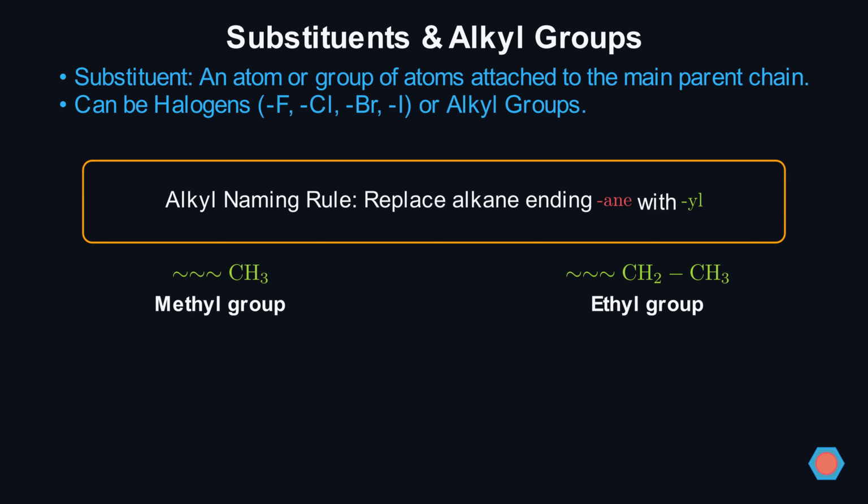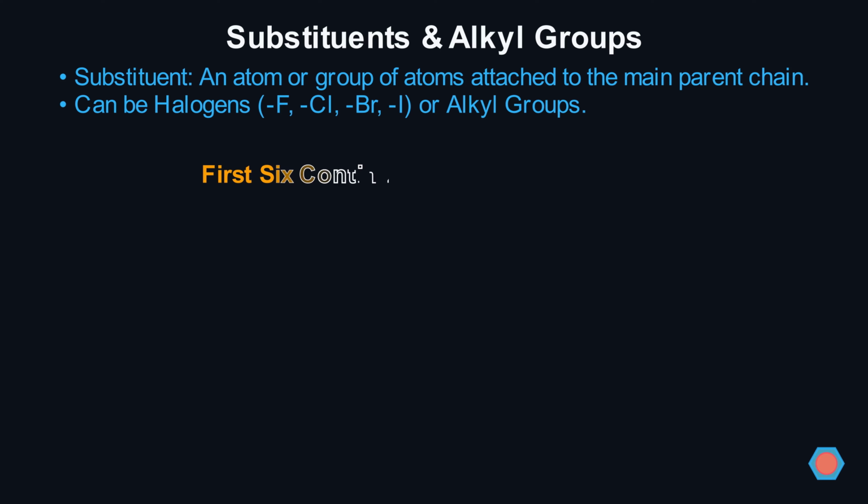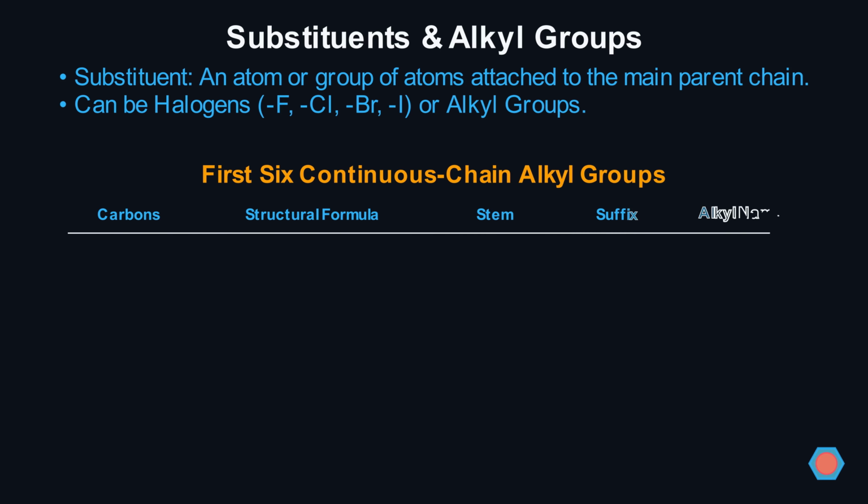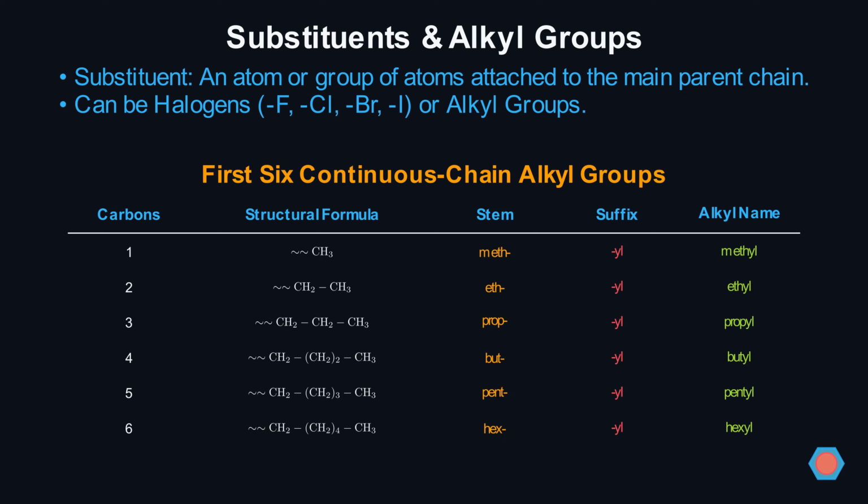An alkyl group gets its name from the alkane with the same number of carbon atoms. All you have to do is replace the ending "ane" with "yl".